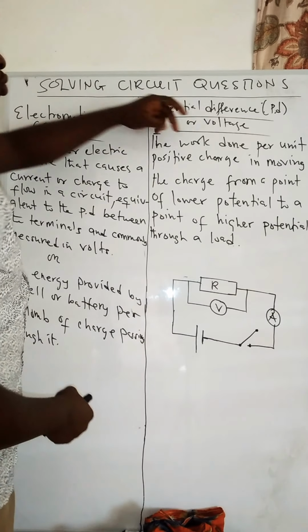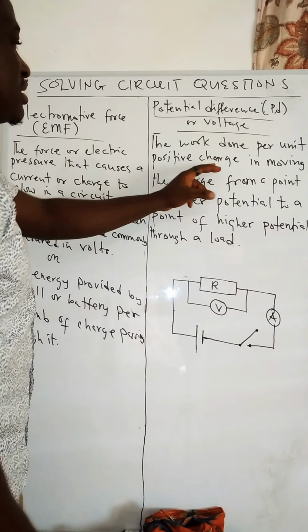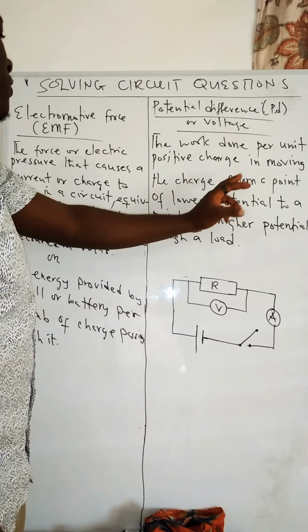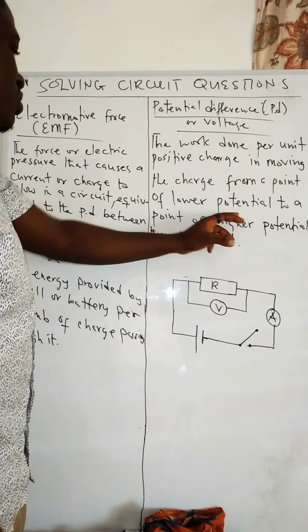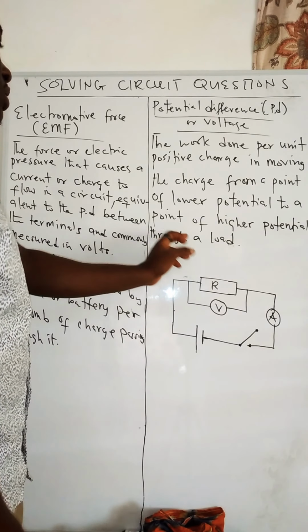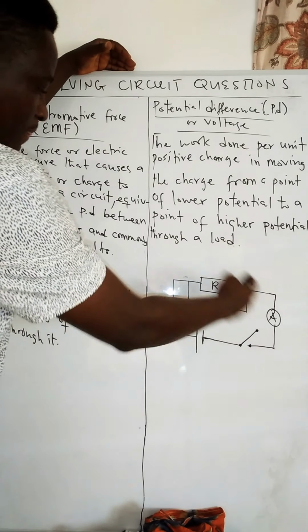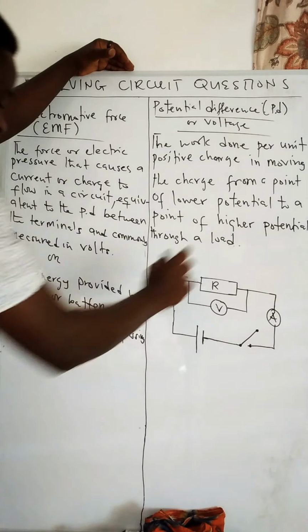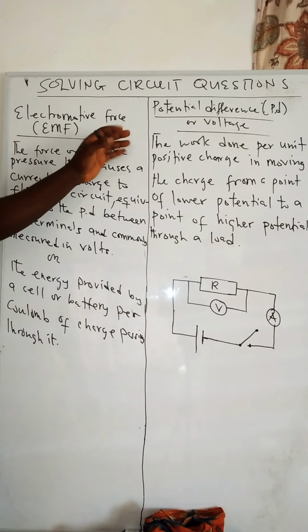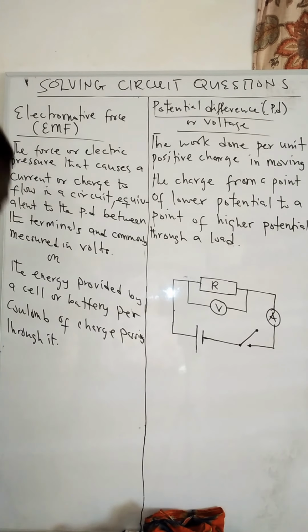Good. Then the potential difference or voltage, which is also measured in volts, we can define it as the work done per unit positive charge in moving the charge from a point of lower potential to a point of higher potential through a load. Now, a quick circuit diagram here. But before that, let me just draw another circuit diagram to explain electromotive force and then the potential difference.